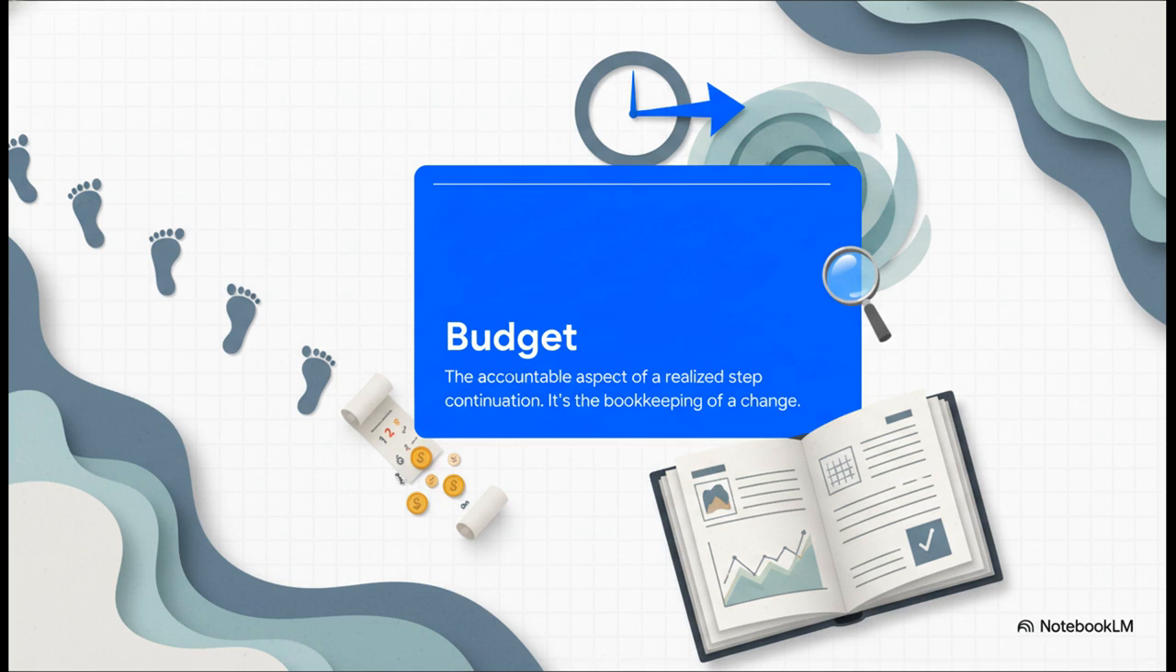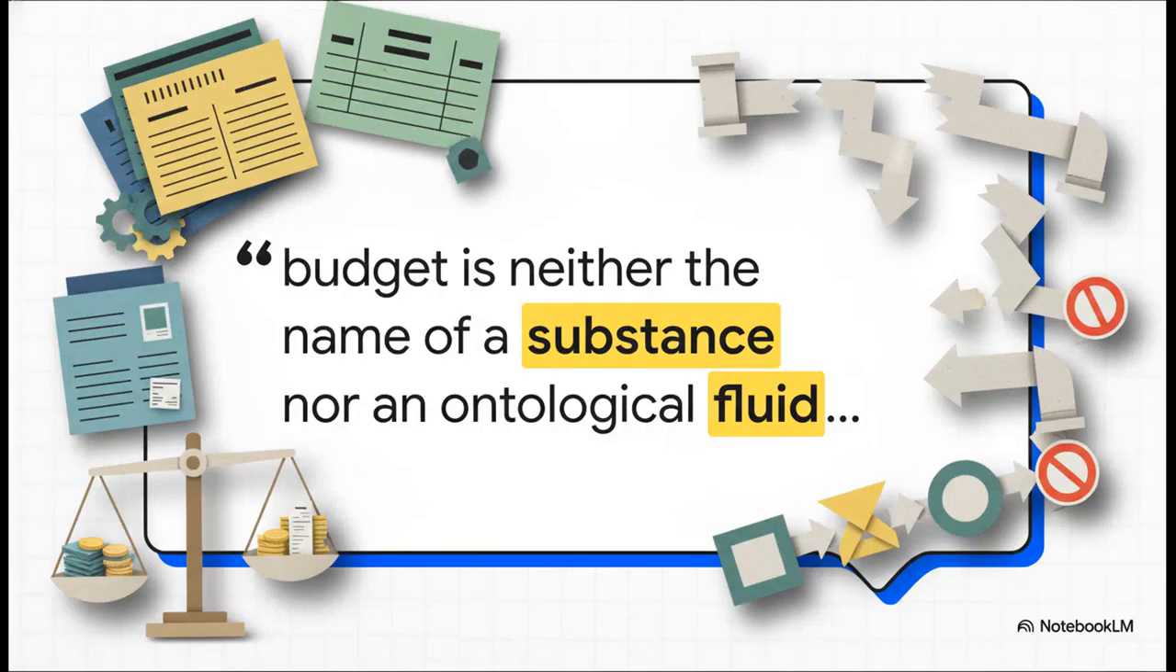And notice what it is not. It is not some kind of hidden stuff. And this is so crucial. I want to read this quote directly from the source material. Budget is neither the name of a substance nor an ontological fluid. It's a working word for balanced and mediated state change. We are not, and this is so important, we are not imagining some kind of magical energy juice flowing through invisible pipes. A budget is a way of looking at things, a lens for tracking change.